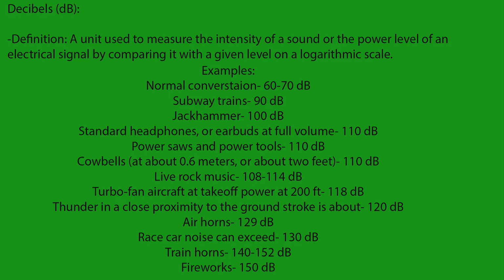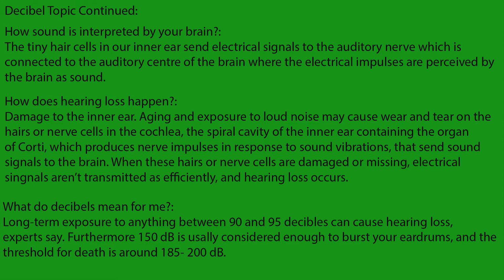Or you might get hearing loss, which happens due to damage of the inner ear, as well as aging and exposure to loud noise. These may cause wear and tear to the hairs and nerve cells in the cochlea, the spiral cavity in the inner ear containing the organ of Corti, which produces nerve impulses in response to sound vibrations that send the sound signals to the brain. When these hairs and nerve cells are damaged or missing, electrical signals aren't transmitted as effectively and hearing loss occurs.